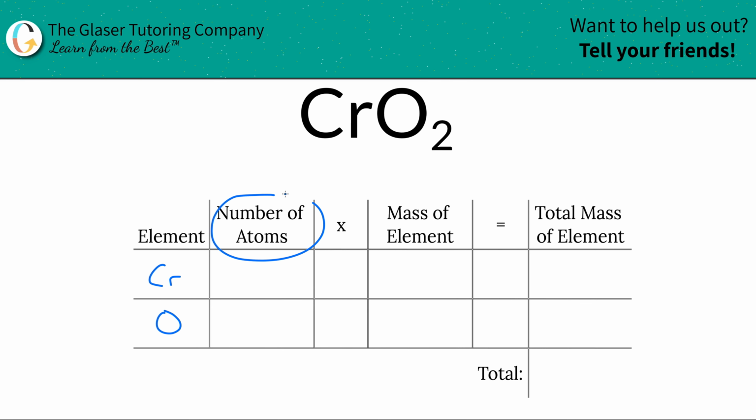That's better. Next, we're going to write down the number of atoms of each. So that's where the subscripts come into play. So at the bottom of chromium, there is an invisible 1 down there. So that means that there's 1 chromium atom. And then there are 2 oxygen atoms. Then we're going to take those number of atoms and multiply it by the mass of the element.